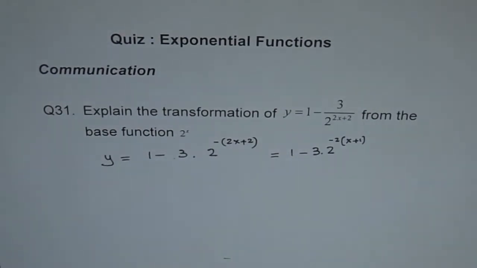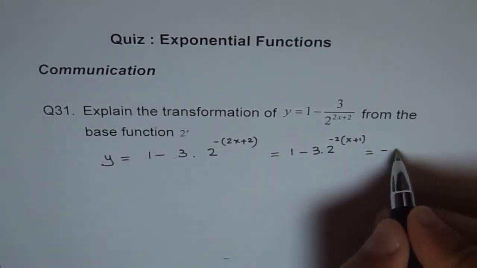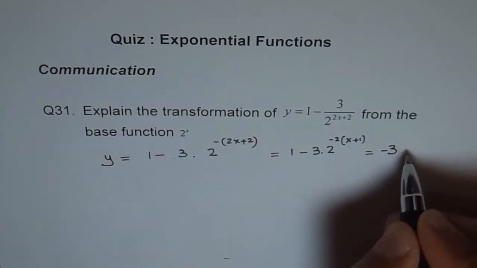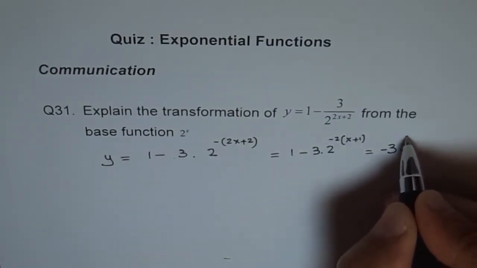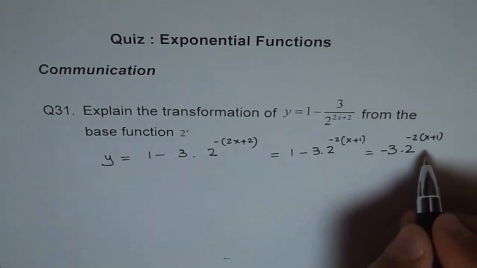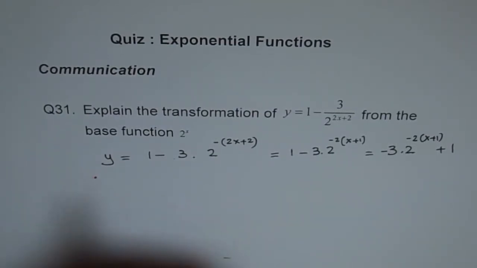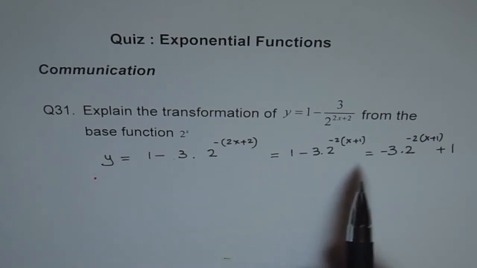So that's my function. And in general, we normally write this part first. So let me write it like that itself: minus 3 times 2 to the power of minus 2 times x plus 1, and plus 1. Correct? Now with this function, we can write down transformations. It's good practice to write transformations from left to right.